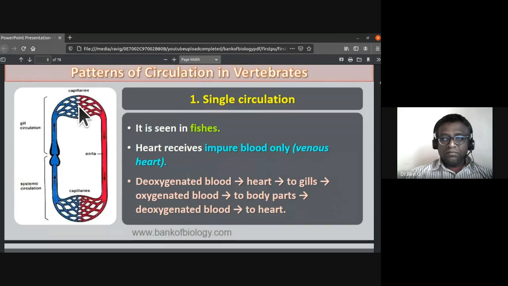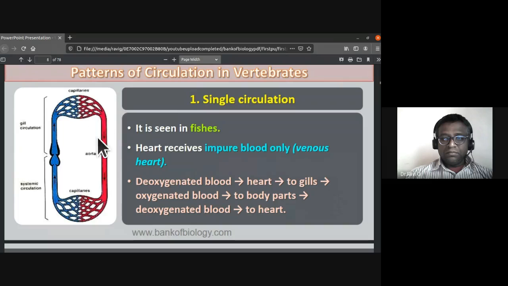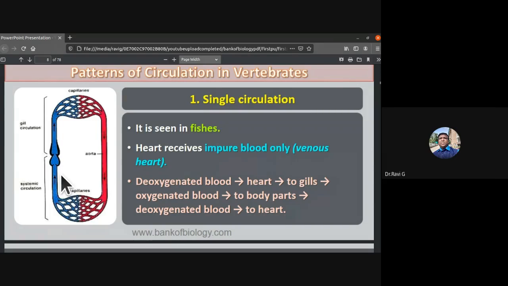So at the gills, the gill circulation, you can notice that the blood is oxygenated, and that oxygenated blood is supplied to all the body parts, and deoxygenated blood is again brought back to the heart. So that is how the single circulation takes place in fishes.